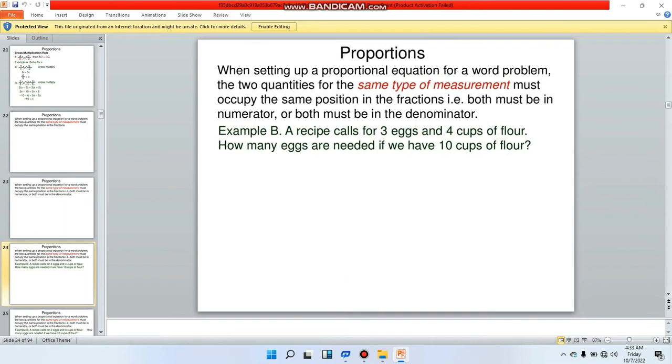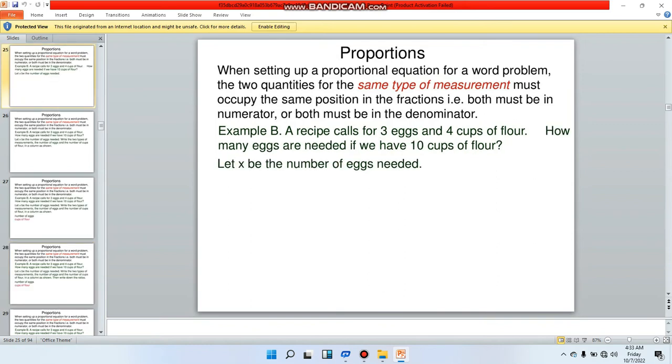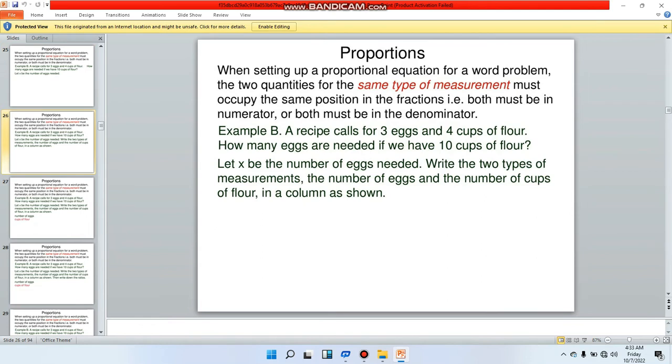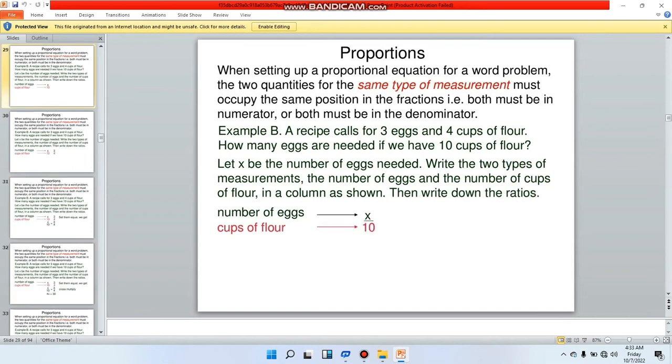For example, a recipe calls for 3 eggs and 4 cups of flour. How many eggs are needed if we have 10 cups of flour? Let x be the number of eggs needed. Write the two types of measurements, the number of eggs and the number of cups of flour, in common as shown. Number of eggs will be x and cups of flour 10. X over 10, 3 by 4.